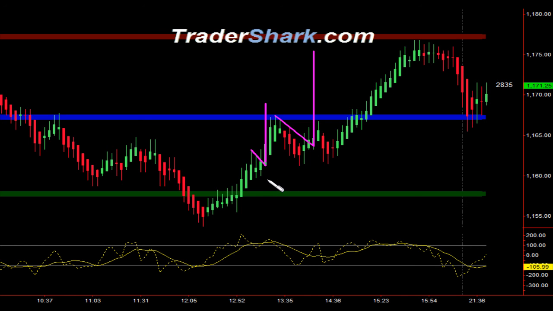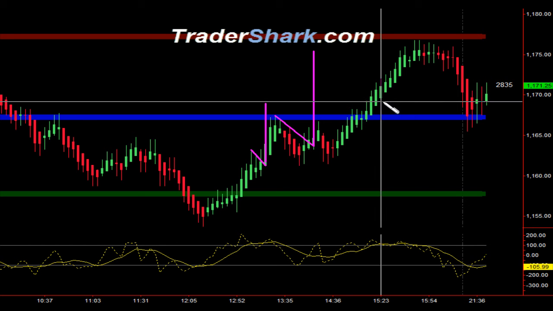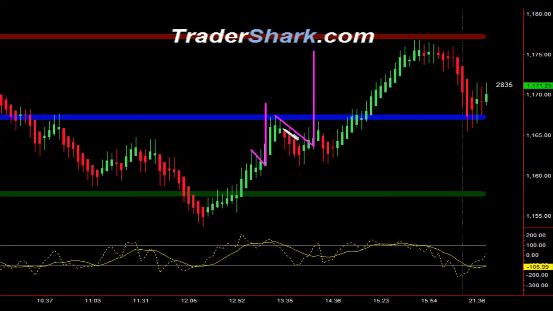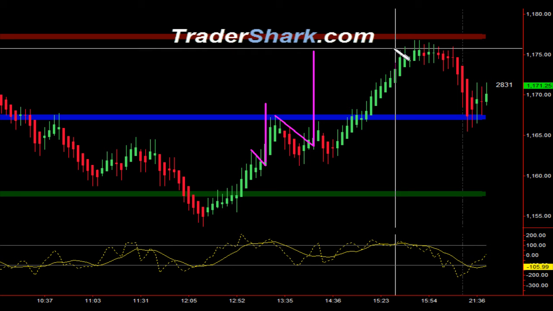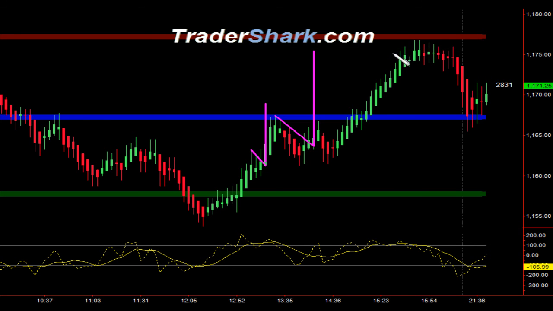This one started at about 1:20 or so in the afternoon, Eastern Standard Time, and completed about an hour and a half later, right here. The second hook pattern developed at about 2:10 in the afternoon and completed about an hour and 15 minutes later, up here at around 3:30.